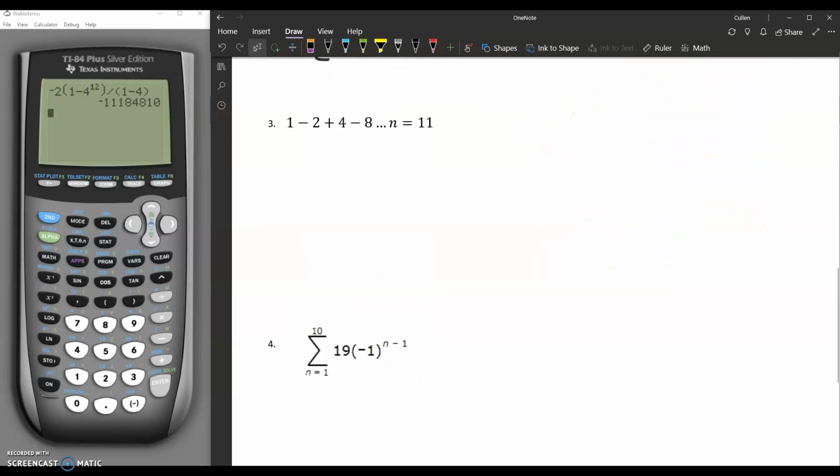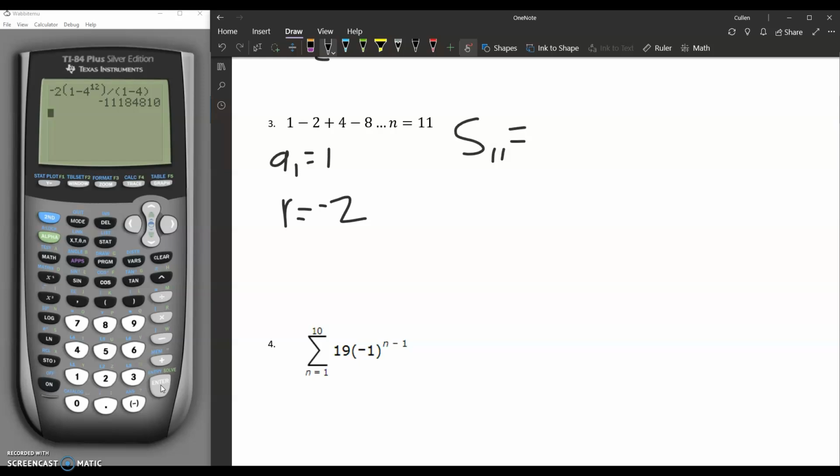So for number 3, will be a little bit different. My A1 here is 1. It's my first term. R, and this one's going to be negative because we see from 1 to negative 2, I had to multiply by negative 2. And then you get from negative 2 to 4, I had to multiply by negative 2. So this R is a little bit tricky because it's negative, and it tells me N is 11. So I want to find S11.